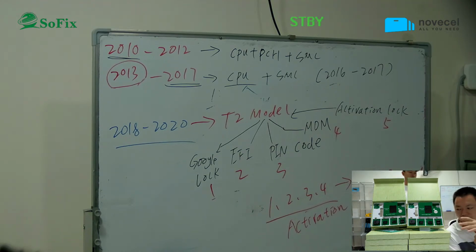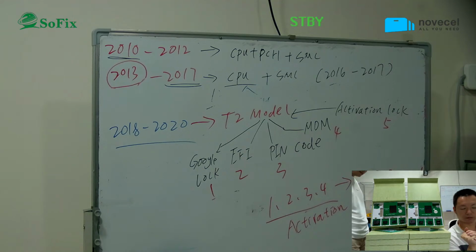Have you changed the ME? Yes, so you use the U-Box 2. You can change it, because... you mean like a program? Yes, program, like a rewrite. It's only programming, it's not replacing. You can program the ME. So that is the difference between the 2010-2012 models and the T2 model.